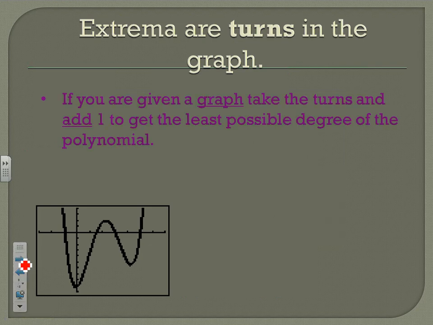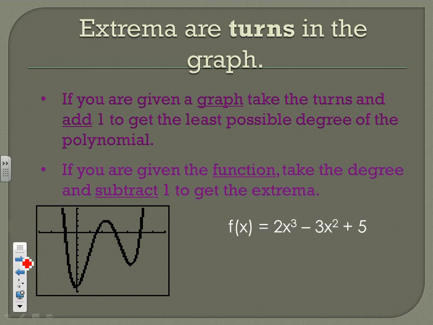Okay. Now, my extrema, like we talked about yesterday, we were talking about maximums and minimums. So if we're looking at it, my extrema are how many times that graph turns, how many times that graph changes direction. So if you're given a graph, what you do is you count the turns and then you add 1 to get the least possible degree of the polynomial. For example, if we're given the function, then we take the degree and we subtract 1 to get the extrema.